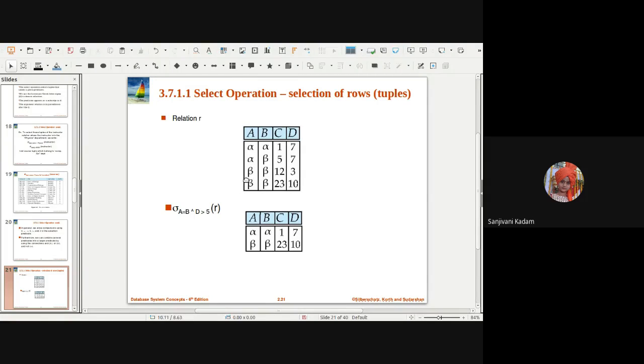Next, come to the third tuple. A is equal to B, yes, but D is not greater than 5. D is less than 5. So this condition, that D should be greater than 5, goes wrong. So again we disqualify this tuple and remove it. The last tuple is beta beta. Yes, A equals B, and the D value is also greater than 5, and hence there will be two tuples in the output, the fourth tuple and the first tuple. So only those two tuples are part of this output.